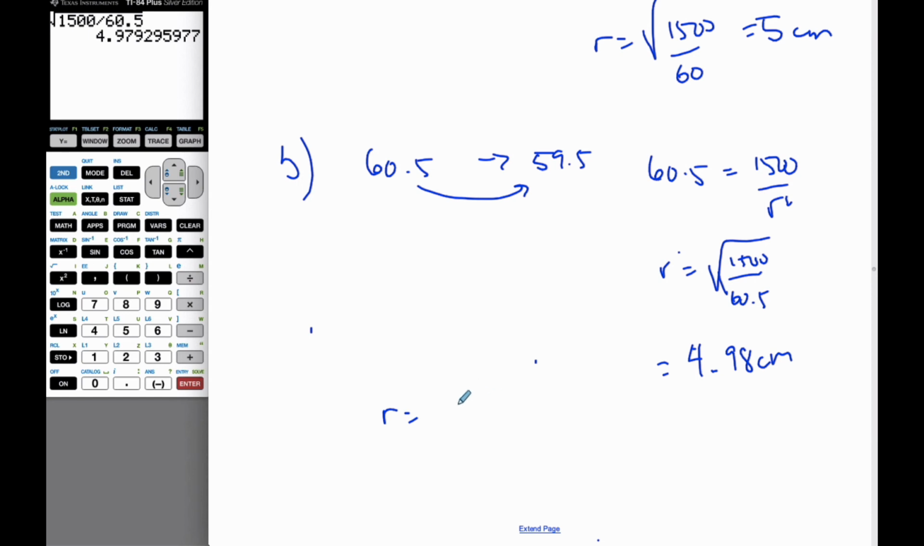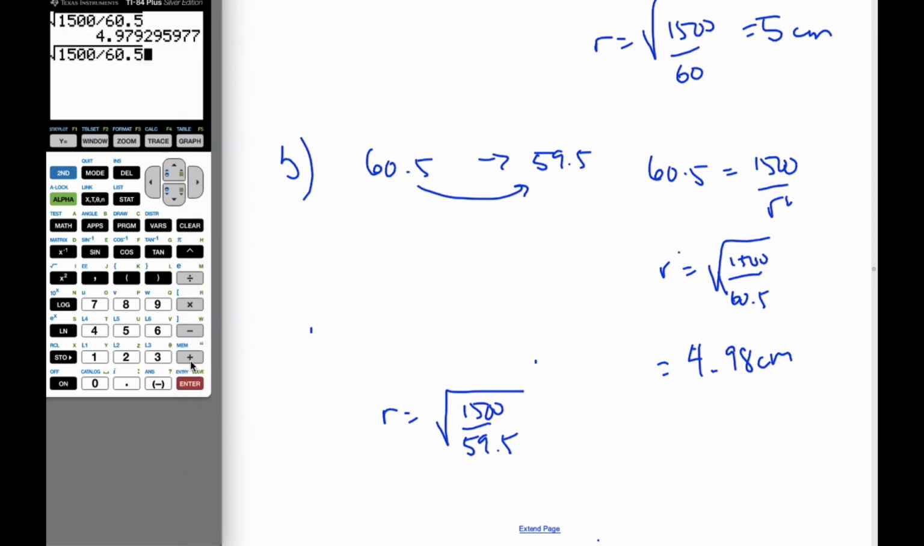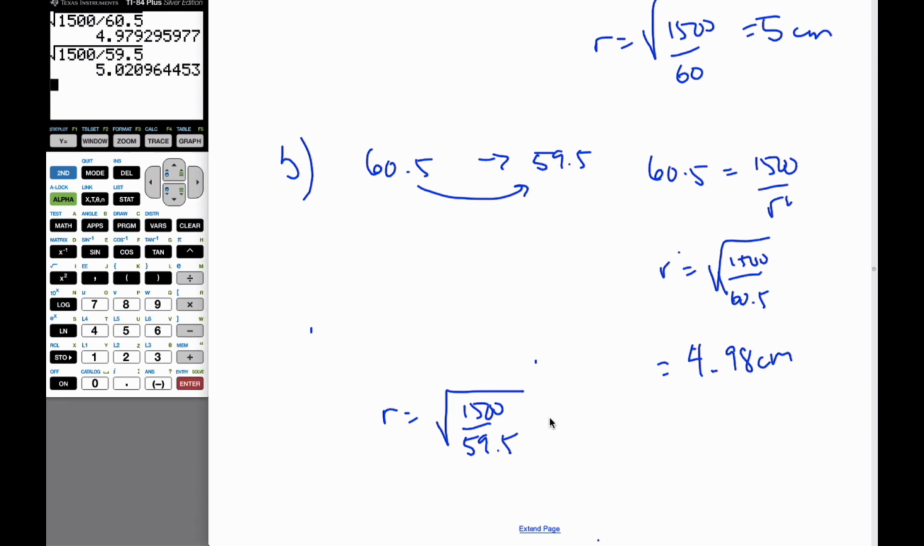Similarly, if I know my height is going to be 59.5, I can go back to here and do the calculation, and we can see then that the radius is 5.02 centimeters. And so this is the range of values for radius, for the range of values for h.